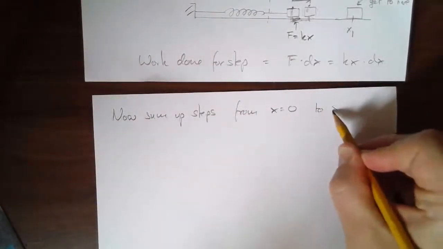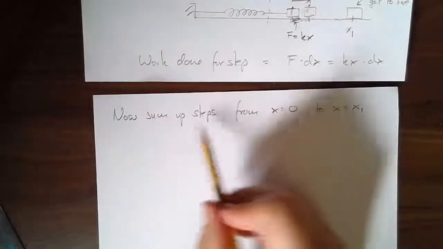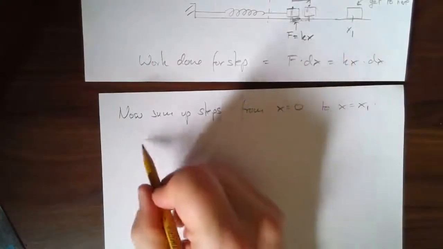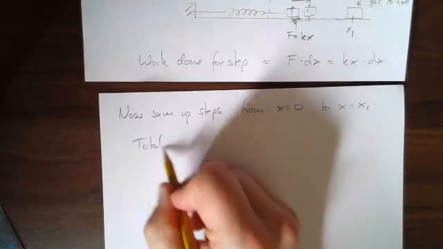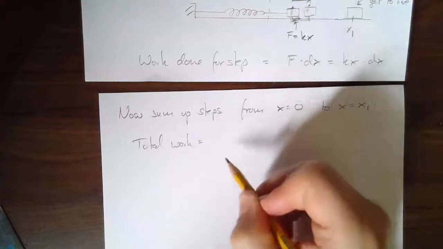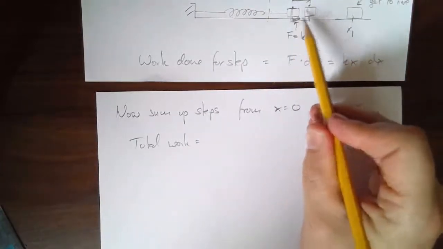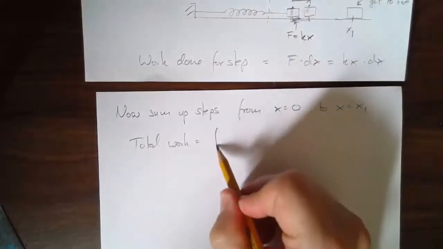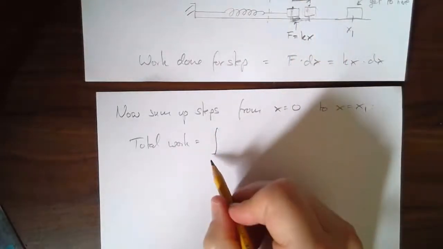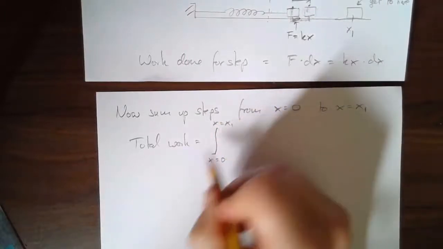x equals x1. When I say sum up the steps, I mean the work done for each step, so I get the total work. It's going to be the sum. Now what do we call a sum of an infinite number of tiny, tiny, infinitesimally small steps? Call the sum like this. The sum starts at x equals 0 and ends at x equals x1.